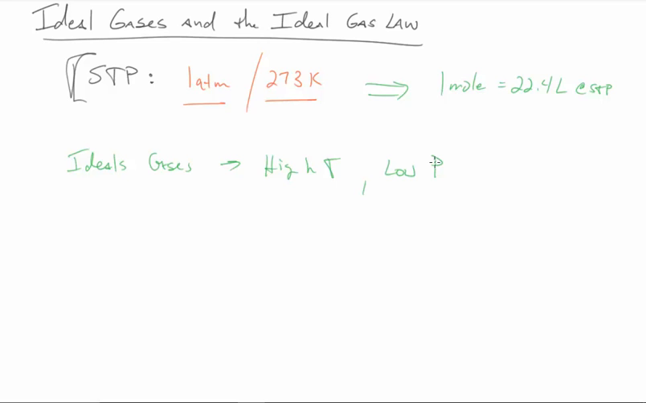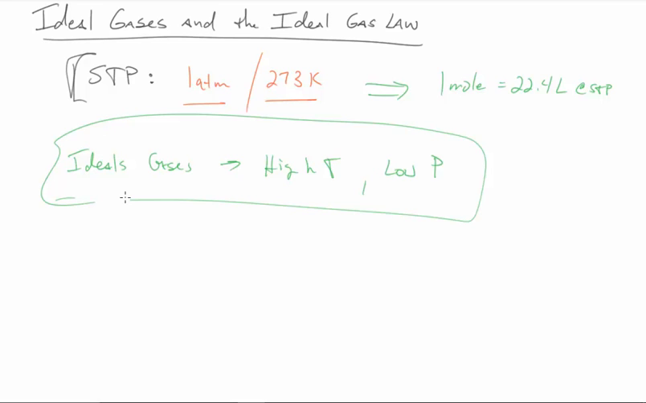At high temperatures, I've got my gases moving so fast and so far apart that they essentially don't interact with each other. And at low pressure, we've got fewer collisions occurring, so I don't have to worry about energy lost or gained during those assumed-to-be elastic collisions. So most gases behave more ideally the higher the temperature gets and the lower the pressure gets.